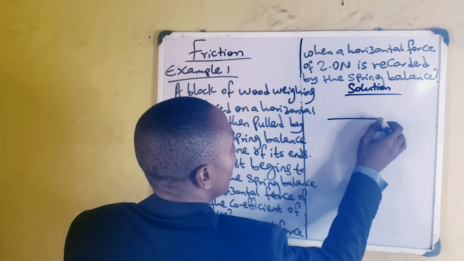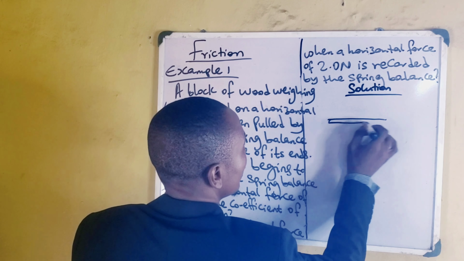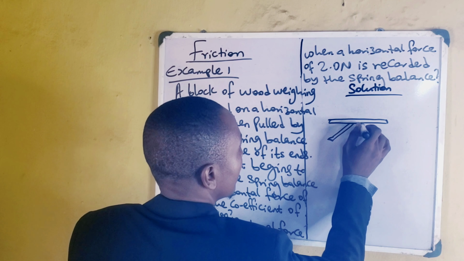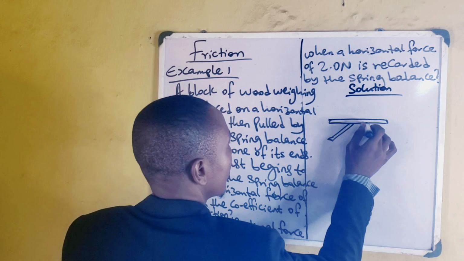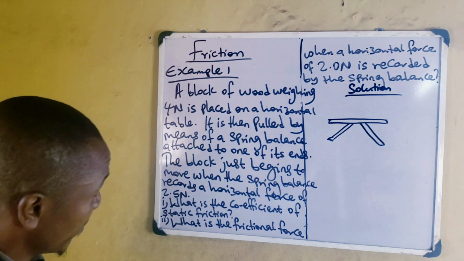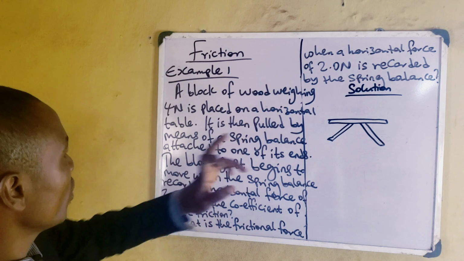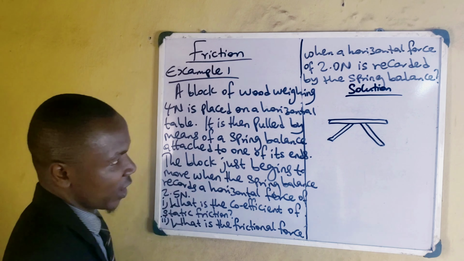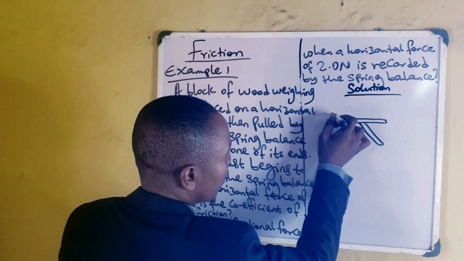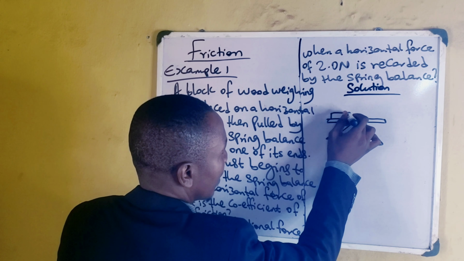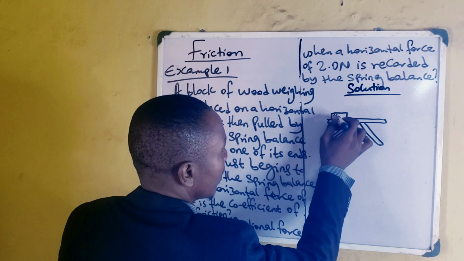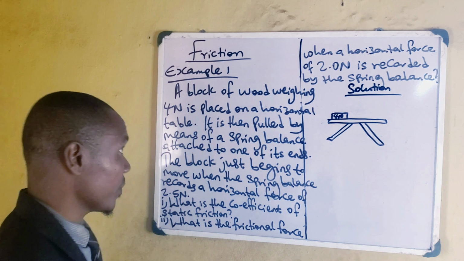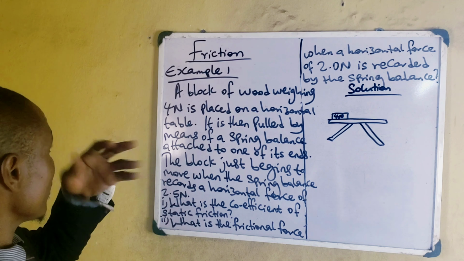Assuming that we have our horizontal table like this, can you see our horizontal table here? They said a block of wood weighing 4 newtons is placed on a horizontal table. Assuming that we have the block of wood here and it is weighing what? 4 newtons. Can you see it? It is weighing 4 newtons placed here.